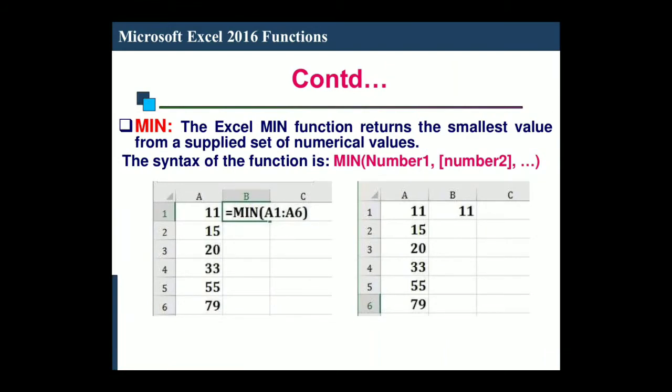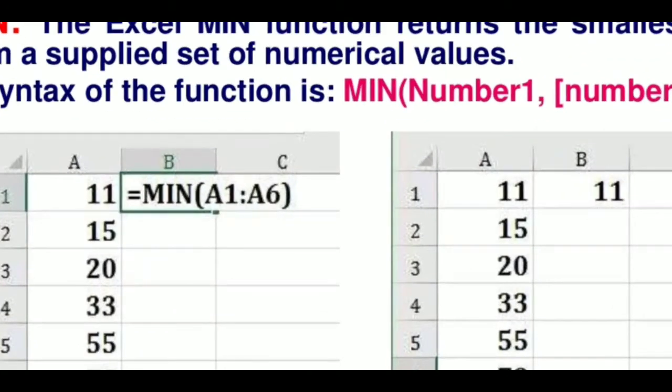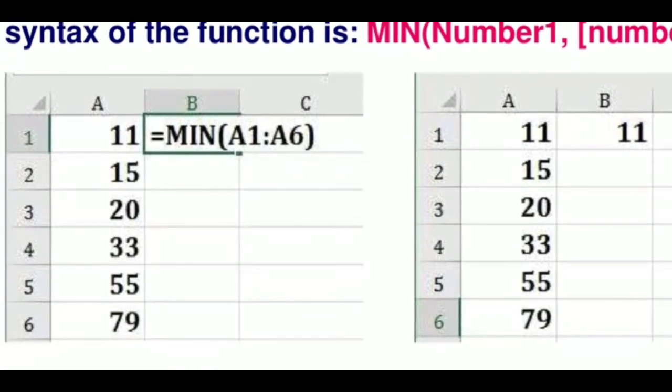Next, to find minimum value we can use MIN function. MIN function can be used in the same way as we have used MAX function. To write MIN function, start from equal, after that write MIN, in bracket write range from A1 to A6, in between we have colon and then bracket close, then press enter key.